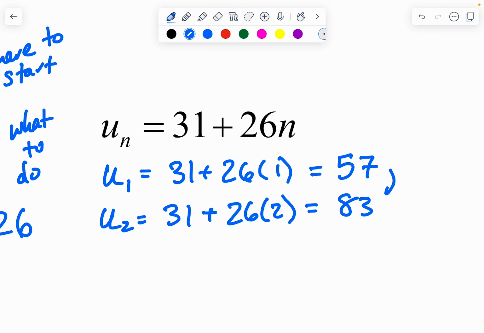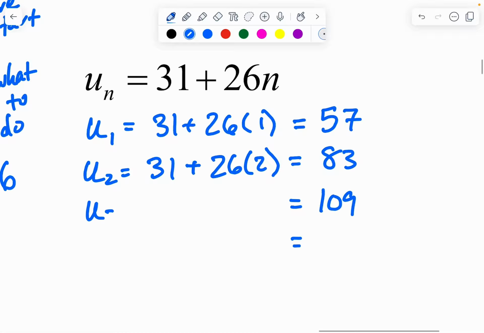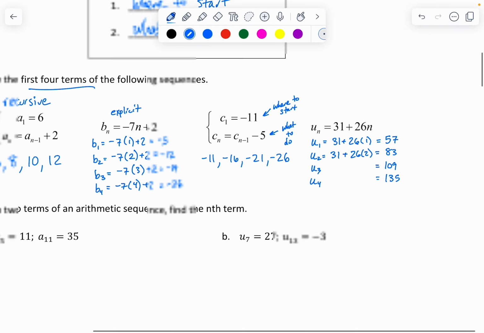And that's also going from here to here. I added 26. Okay, so let's add 26. That puts me at 109. Add 26. So this was u sub 3, and this is u sub 4, and I'm too lazy to plug in. Add 26. What would be 135? And so there are the first 4 terms of that one.